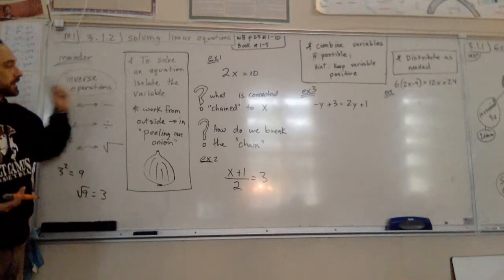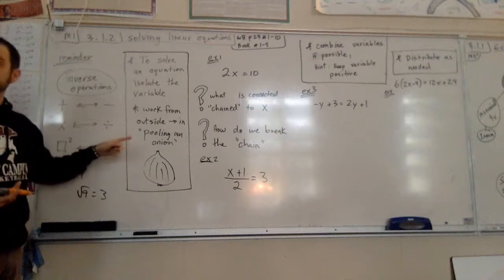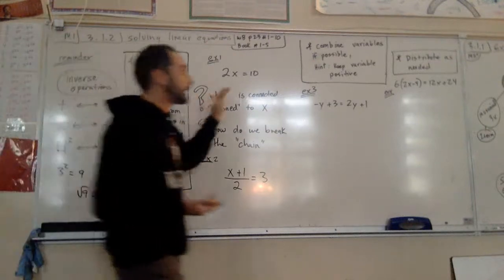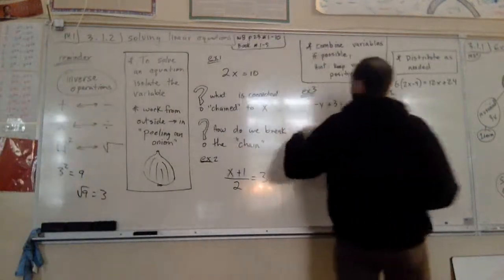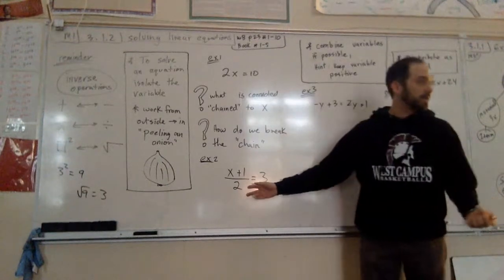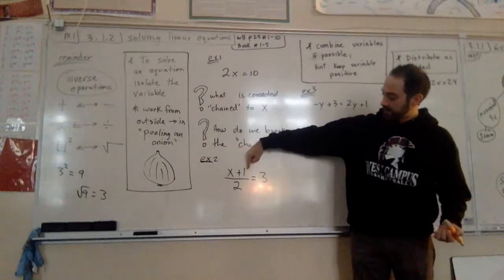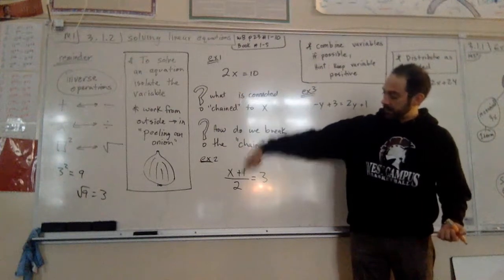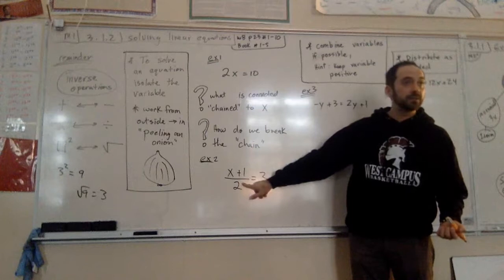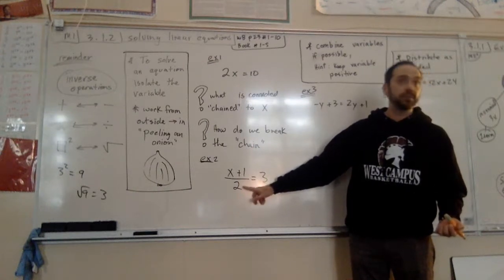Okay? And I like to think of it this way. You're working from the outside in, just like peeling an onion. So if I have different kinds of functions here, which one would I do first if I wanted to isolate x? I'd do the opposite operation to isolate it. Would I subtract 1 first? No. Or would I multiply by 2? Multiply by 2.